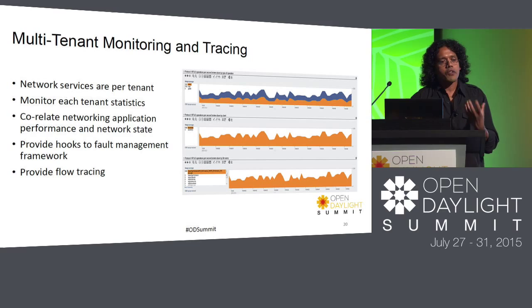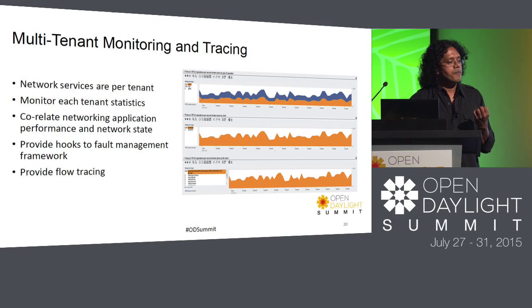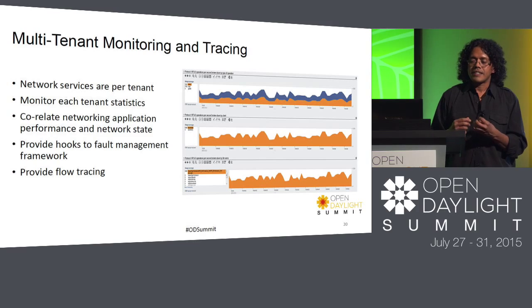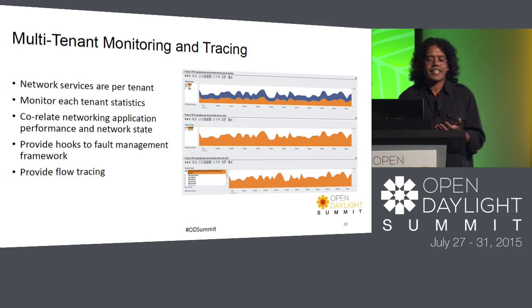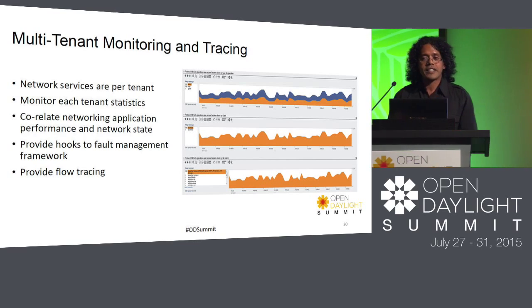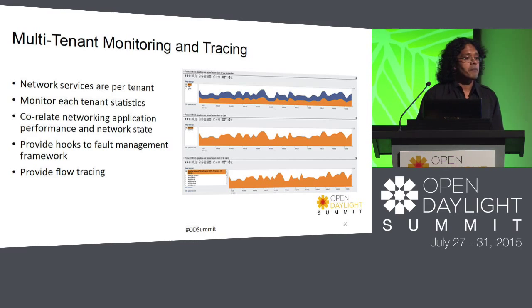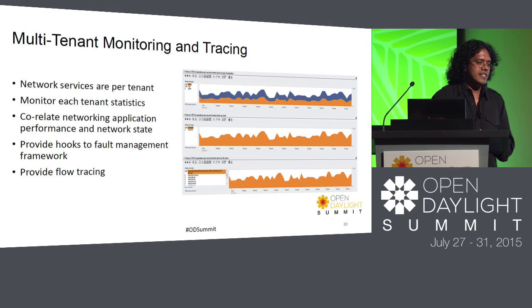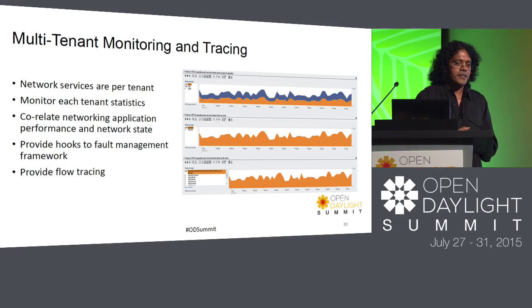Once you have flows that map to a tenant, what this also allows you to do is the services now are per tenant. So it allows you to monitor what's happening on a per tenant basis. And it allows you to correlate what's happening on a per tenant basis and given the network state.